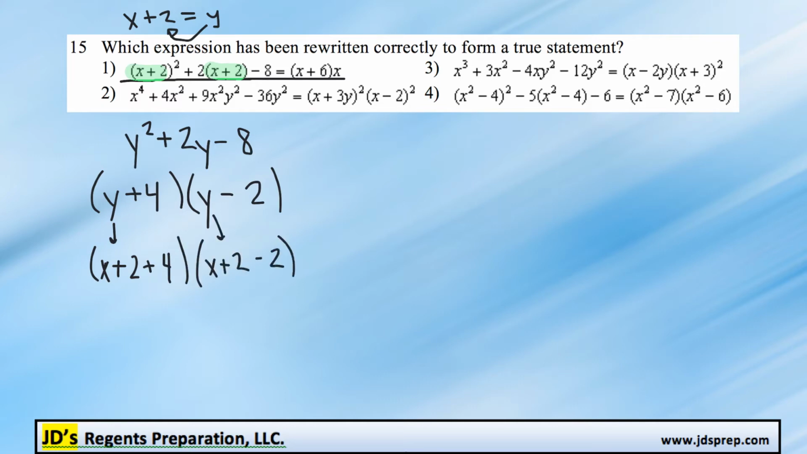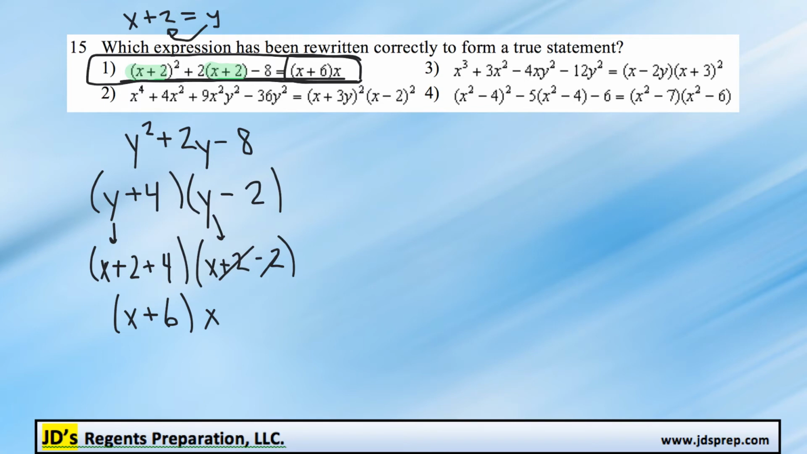And then if we simplify this, we get x + 6 multiplied by, well, +2 and −2 cancel each other out, so we're just left with x. And look at that. We got exactly what we were hoping for. The right-hand side of the equation is equal to the left-hand side. So we got lucky this time around. Option number 1 is the correct answer. So we don't really need to go through the other three.